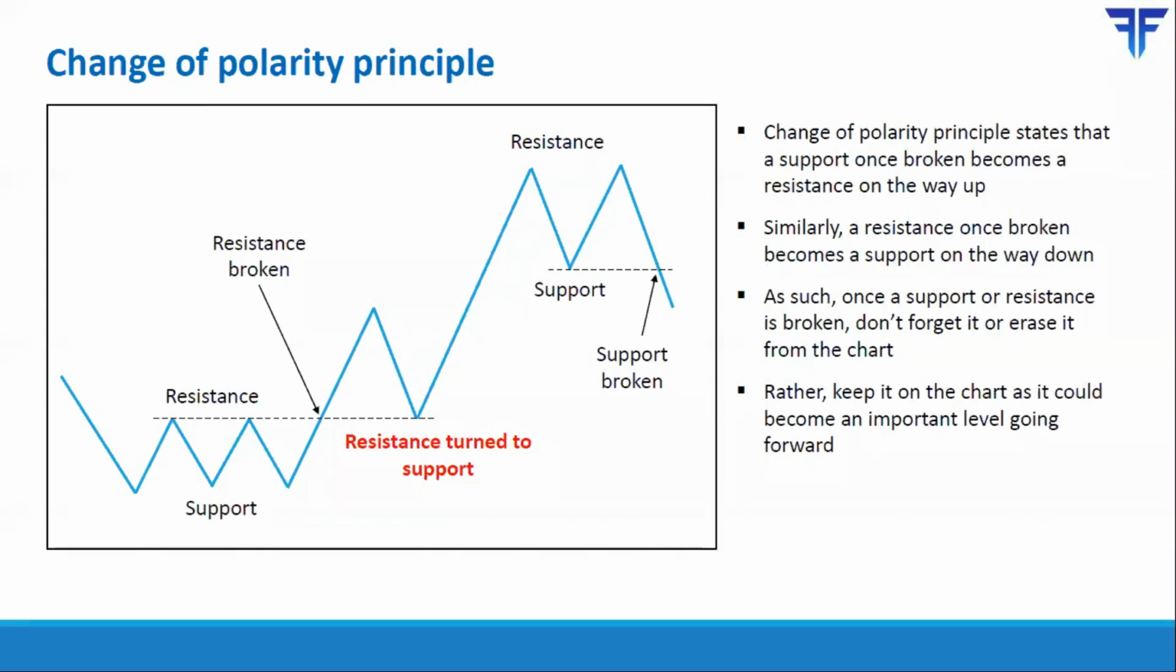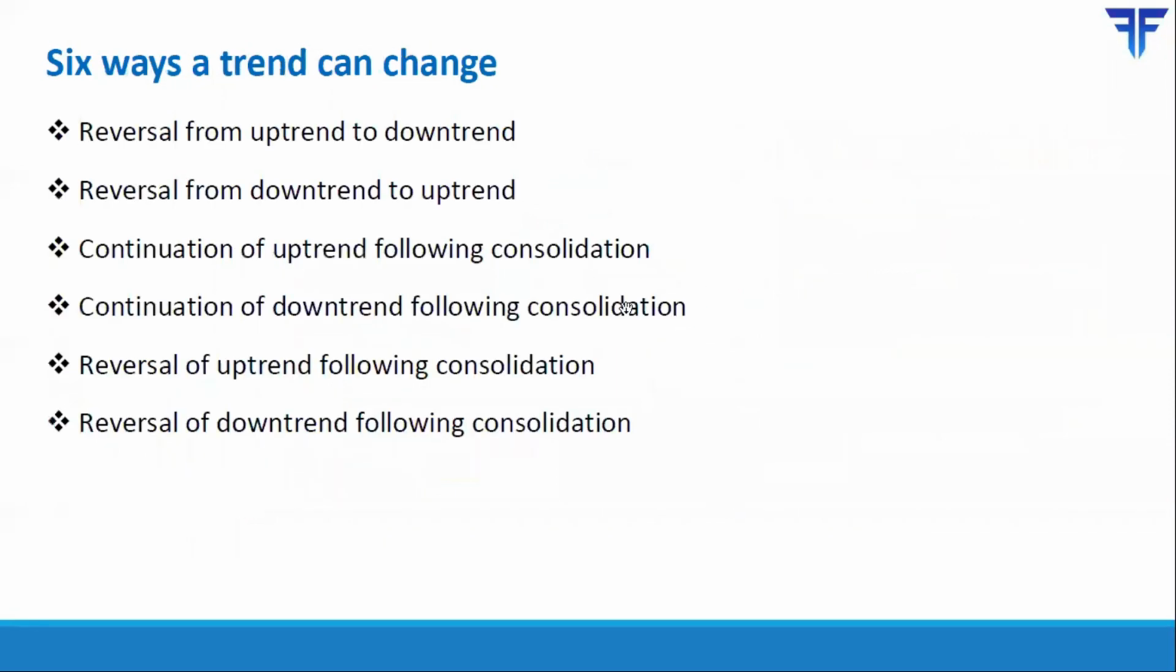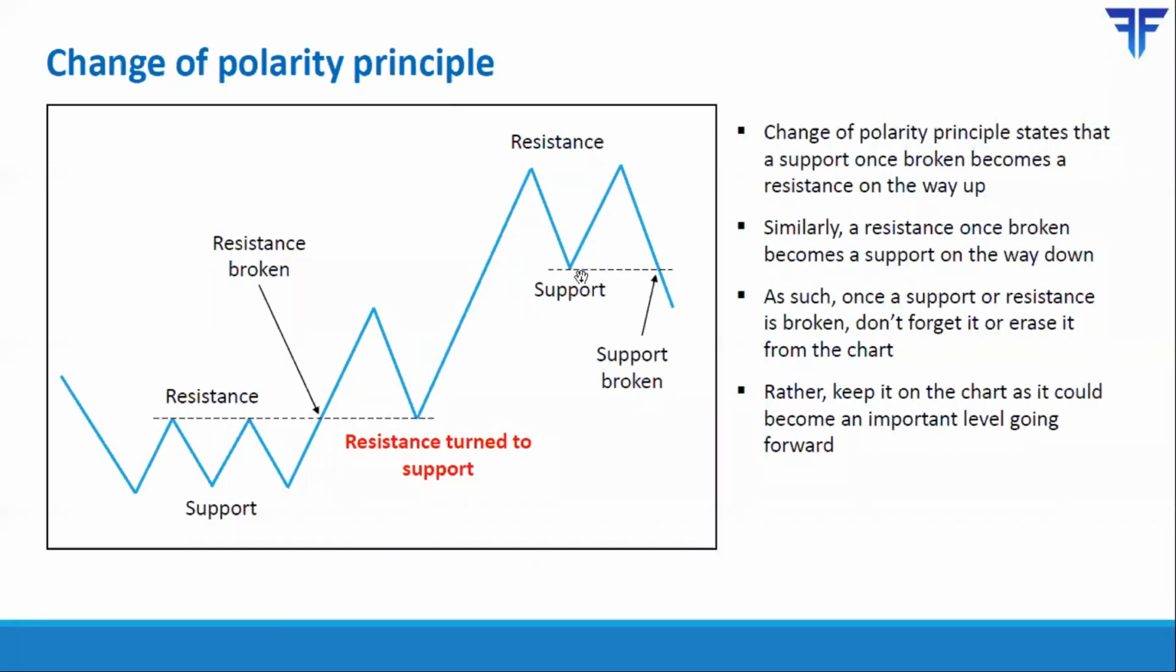What change of polarity principle states is that when a resistance is broken, going forward in time, that resistance tends to become support. By the same logic, when a support is broken, going forward in time, that support tends to become a resistance. So you can look at this particular scenario, although the chart doesn't reveal it. Over here, support was broken and price drifted lower. If price starts coming higher going forward in time, then you can expect this particular support region to act as resistance going forward. That is what change of polarity principle is all about.